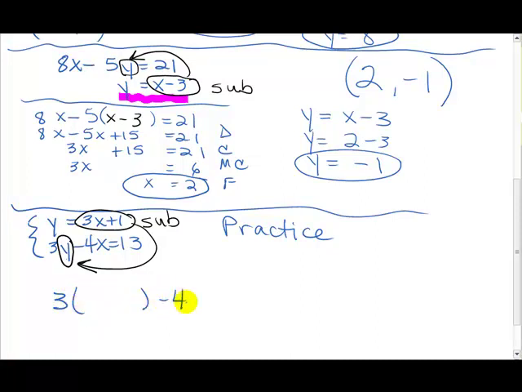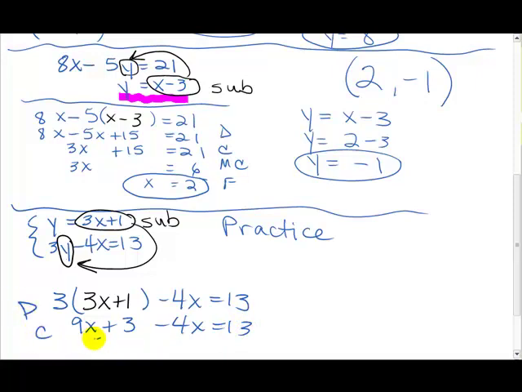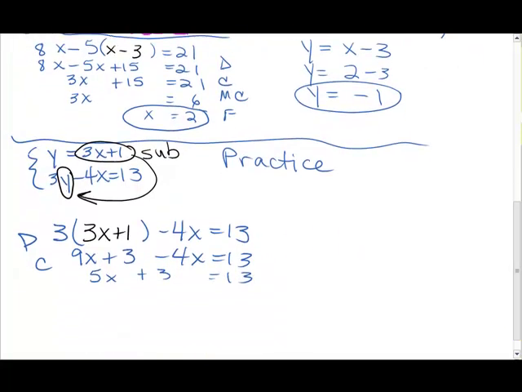3 times y minus 4x equals 13. Drop in my substitute and work through the steps. Combine like terms. We distributed there. Now we want to combine. Then I want to move the constant by subtracting, and we're going to finish by dividing by 5.